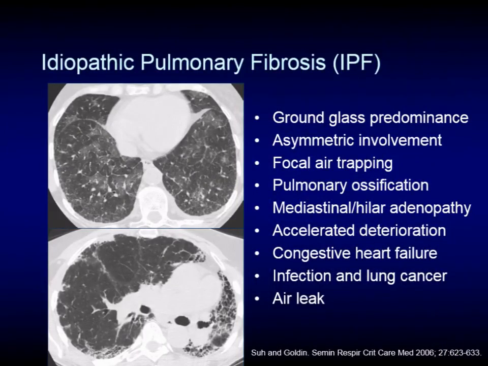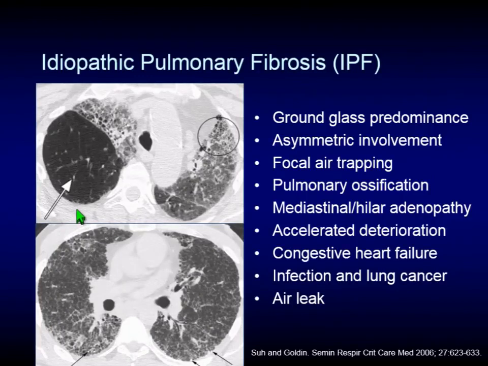So let's look at some of these more unusual features of UIP, IPF. Sometimes you'll see a ground glass predominance, as you see in this top image here. Again, the ground glass is a lot more than the reticulation, or outweighs the reticulation. There may be asymmetric involvement on this bottom image. You see that the left lung is considerably more involved than the right, and it's not so symmetric.